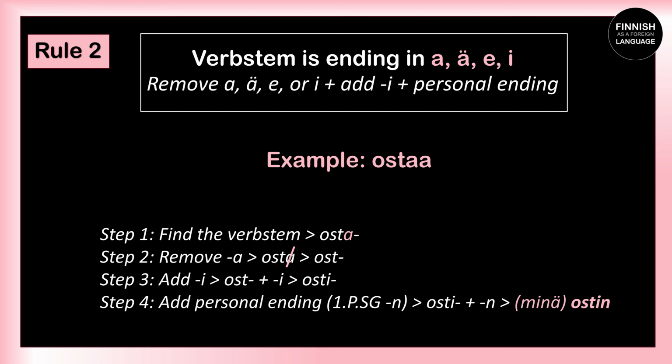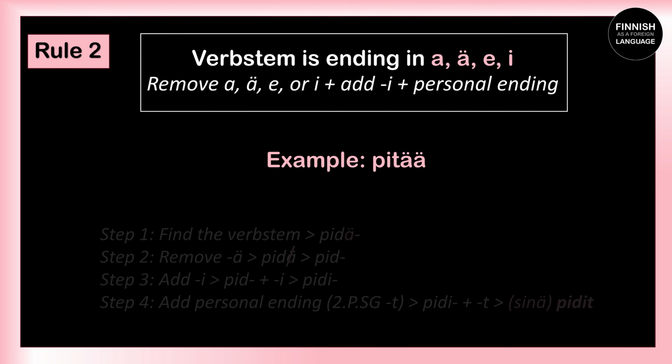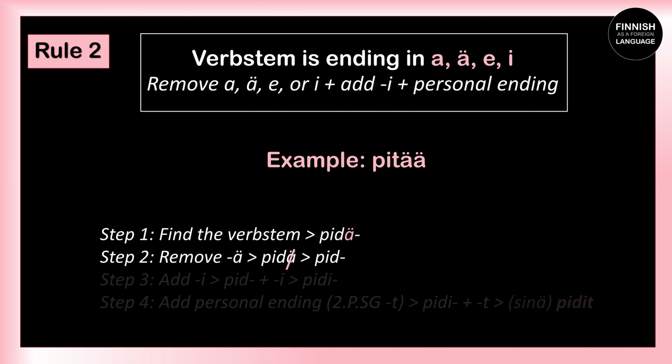Let's take another example. Pitää. This word actually has many meanings. Let's just focus on one meaning, which means to hold. In the first step again we have to find the verb stem. So this one is pitää. Then in the second step we have to remove the ä letter and we remain with pid. Then in the third step we have to add the past tense marker I to it.